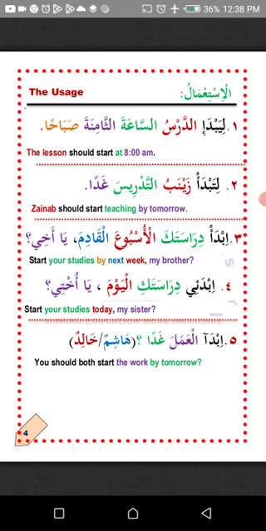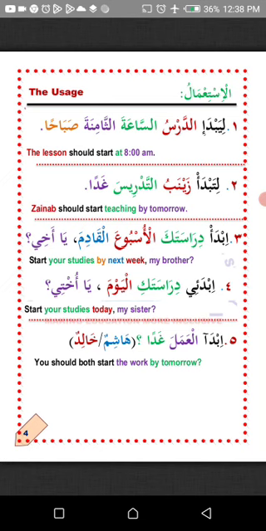Number four: ابدأي دراستك اليوم يا أختي. ابدأي دراستك, start your studies. اليوم, today. يا أختي, my sister.